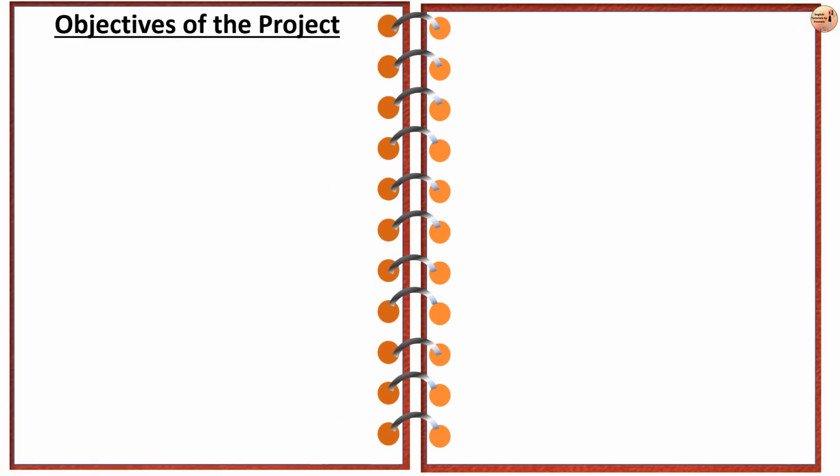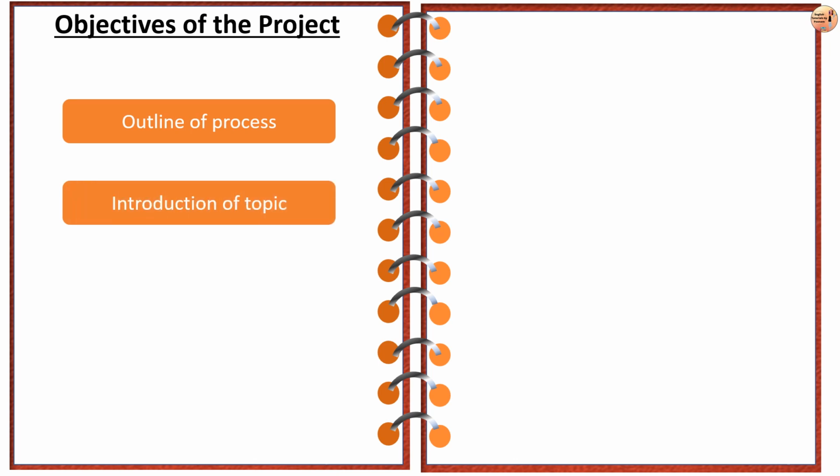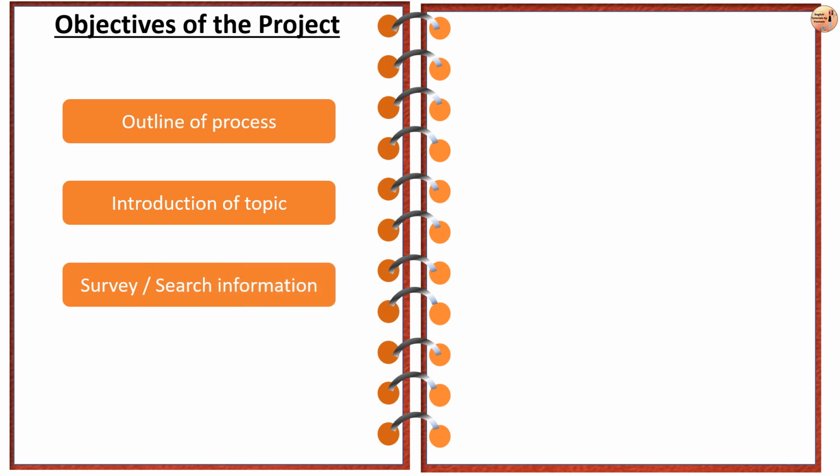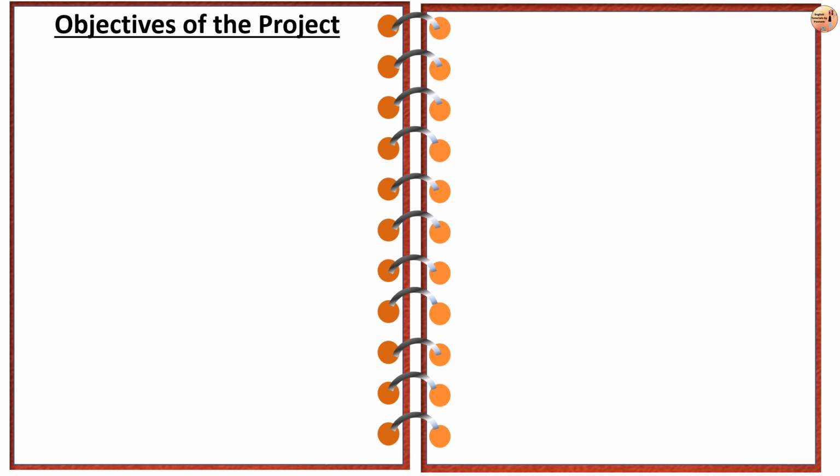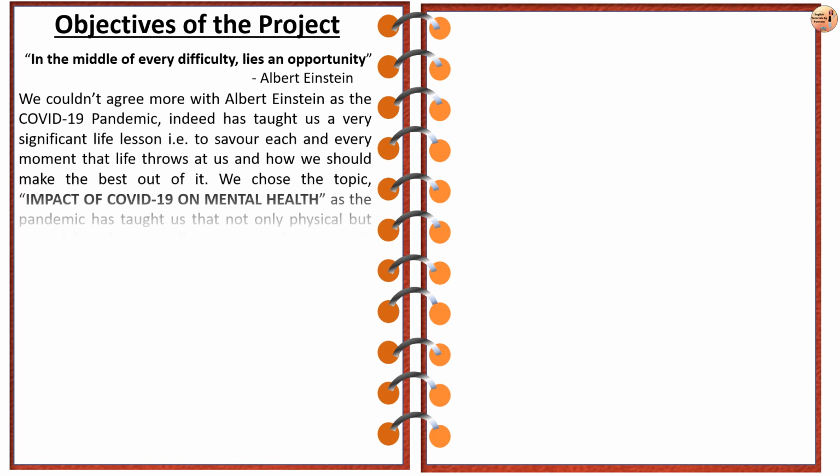Now we come to the next sheet, which will highlight the objectives or aims of your project. Here you have to introduce your topic, its effect, and an outline of the entire process from shortlisting of the topic, your research, survey, or interview you conducted, and a short introduction about your subjects. You can start your objectives by writing a quotation related to your topic. Here I have used a quote by Albert Einstein. In the middle of every difficulty lies an opportunity.